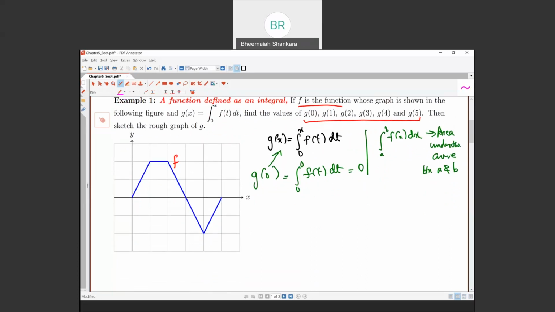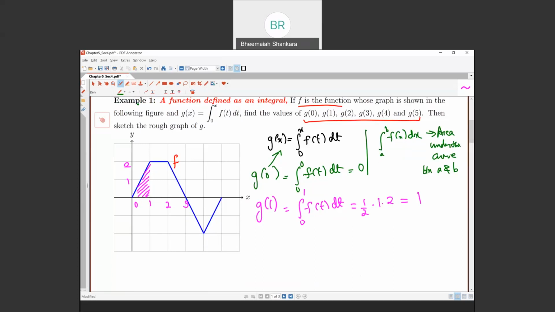The next one, g of 1. I'm plugging in x equal to 1. So you have the integral from 0 to 1 of f of t dt. Now you want to identify these points as 0, 1, 2, 3 and these points as 0, 1, 2. Between 0 to 1, you want to see what's the function here for the graph of f. It's a triangle. We all know the area of the triangle is half times base times height. Base is 1, height is 2. So I'm going to write this as simplified area, which is 1. g of 1 is 1.